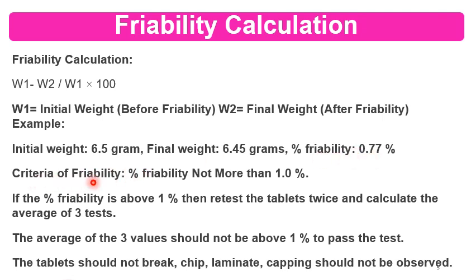The criteria for passing is that percent friability is not more than 1%. If the percent friability is above 1%, then retest the tablets twice. That means you have to perform the friability testing 2 more times and calculate the average of the 3 tests. The average of the 3 values should not be above 1% to pass the test. If it is above 1%, it will fail, and if it is below 1%, the friability will pass.